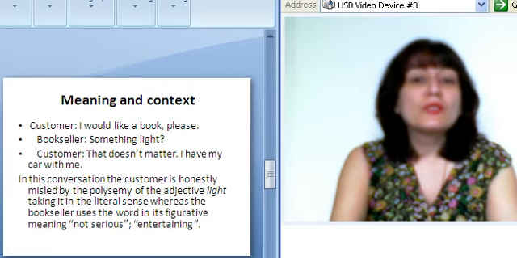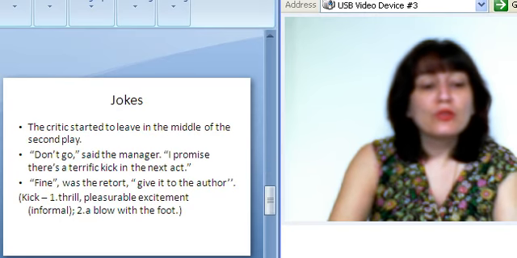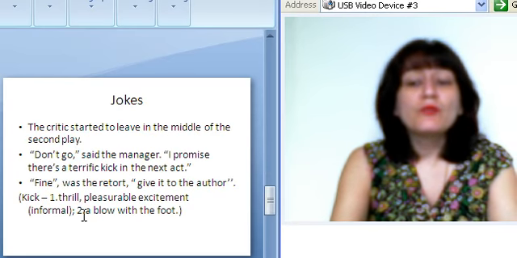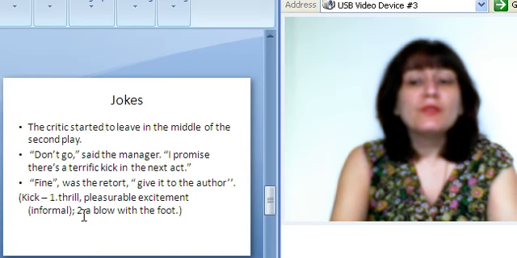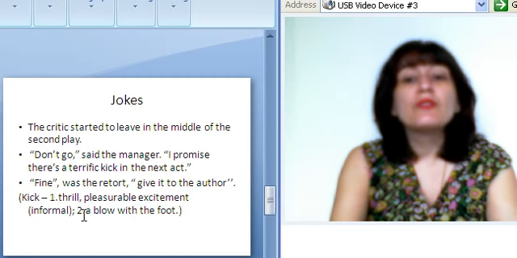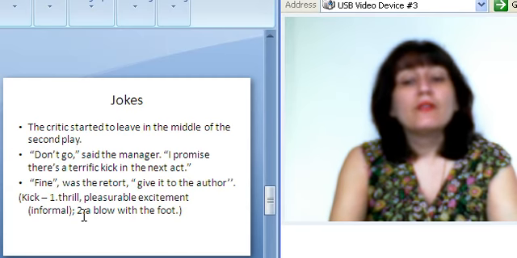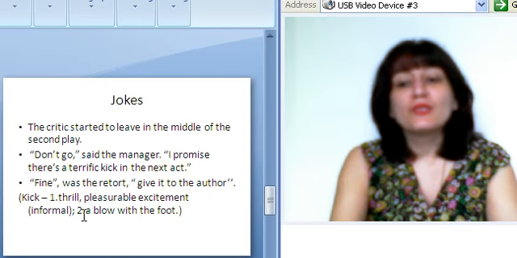And in the following joke, one of the speakers pretends to misunderstand his interlocutor, basing his angry retort on the polysemy of the noun kick. The critic started to leave in the middle of the second play. "Don't go," said the manager. "I promise there is a terrific kick in the next act." "Fine," was the retort. "Give it to the author." So kick means excitement, pleasurable excitement, which is an informal word. And the second meaning of this word is a blow with the foot.